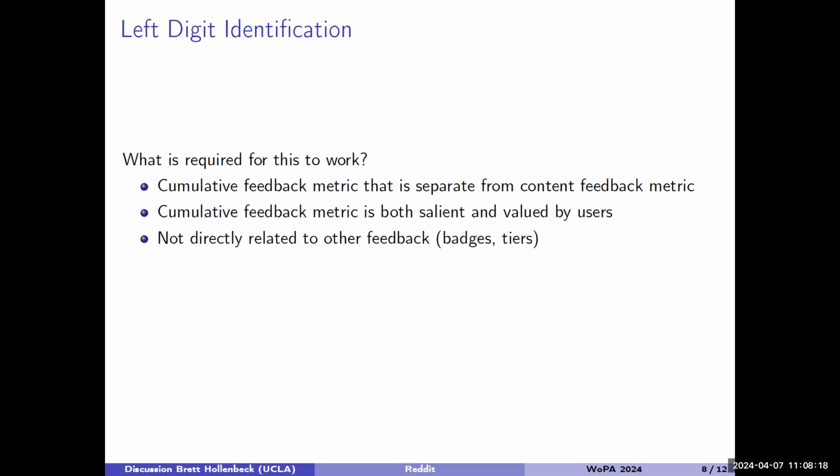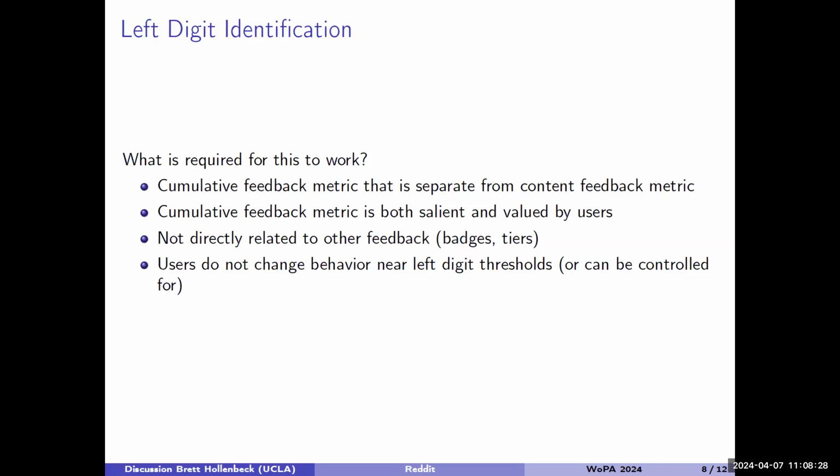It also can't be related directly to other types of things like badges or tiers. So if you cross 100, you get a badge. That would cause a complication in isolating the effect. And then we also ideally would have users not change their behavior near the left digit thresholds. That would be ideal. Alternatively, this is something we can try to control for. And controlling for it is not exactly straightforward, as came up during the talk, but this is the idea.